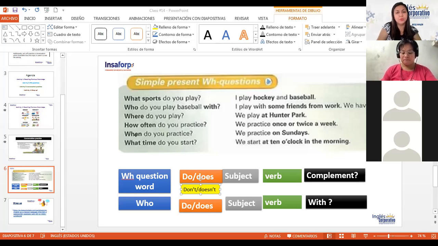Or for example, who, another question. Miren esta otra pregunta, miren cómo la voy a formular. Who doesn't turn on the camera in the class? Okay. Who doesn't turn on the camera in the class? Okay, look at the structure of this question and tell me what is different? We have WH question, who, we have the auxiliary, doesn't, and we have the verb, turn on, and we have the camera, the complement, the camera in the class. So what is different here according to the structure?